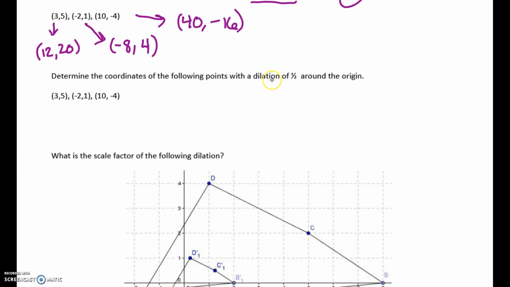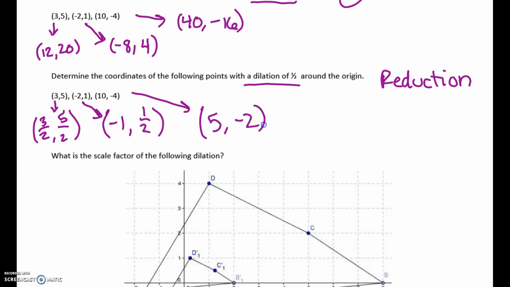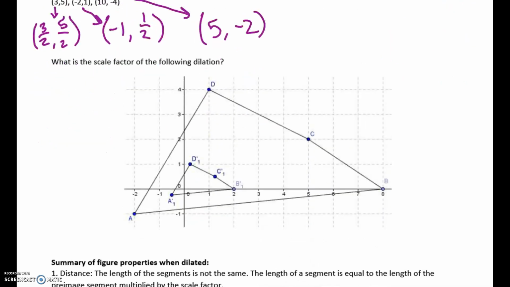Similarly, if we're doing it with a dilation of a half, that's going to be a reduction. And we're going to multiply each of our points by 1/2. This guy is going to become 3/2, 5/2. Guys, leave them in fractions. It will make your life easier, I promise. I know you don't believe me, but I promise. -2 times 1/2 is -1. 1 times 1/2 is 1/2. And then this guy here, 10 times 1/2 is 5. -4 times 1/2 is -2. So that's where my new points would end up.